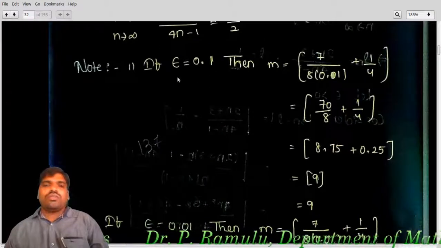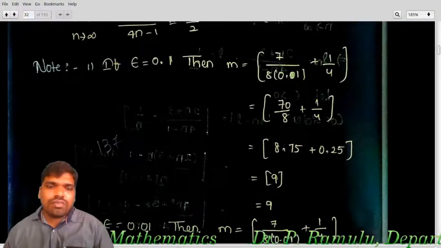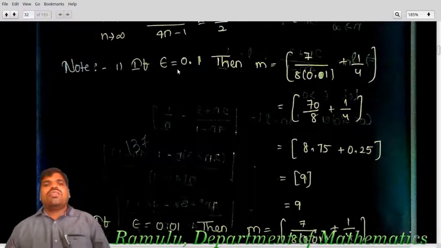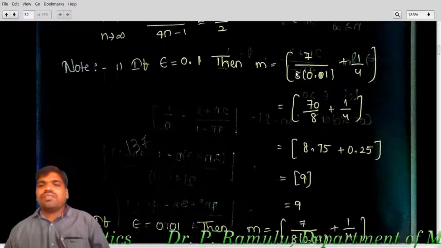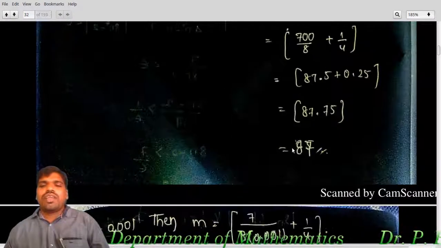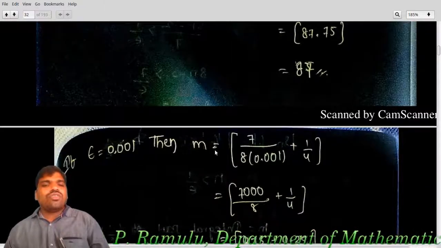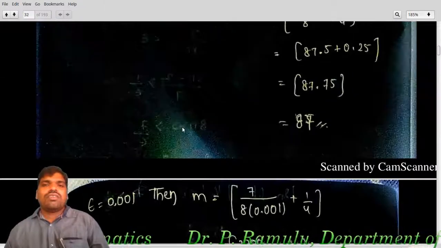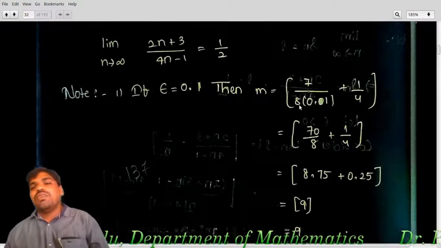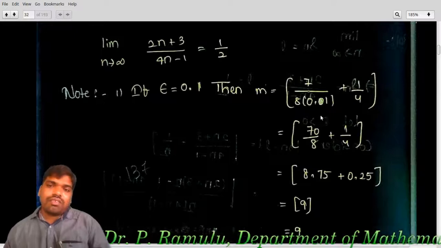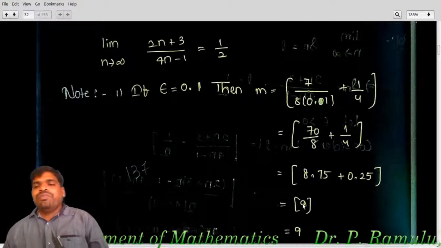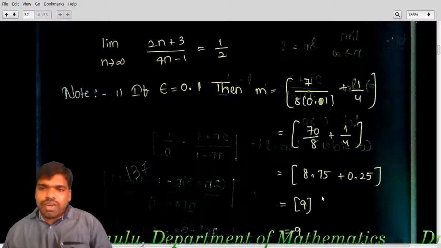Note. If epsilon equals 1, then what happens to m? It is 9. Epsilon 0.01, then m is 87. Epsilon equal to 0.001, then m is 875. We can keep on observing this. If epsilon equals 0.1, applying 7 by 8 epsilon, that equals 70 by 8, which is 8.75, and with the 0.25, that equals 9.